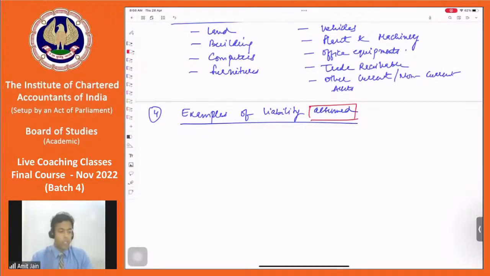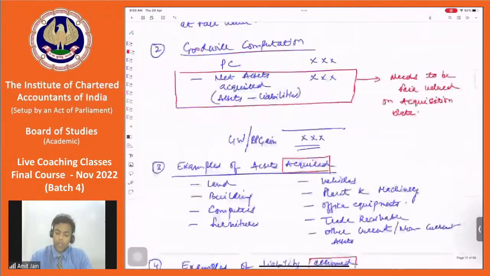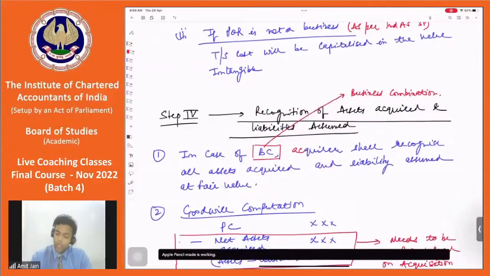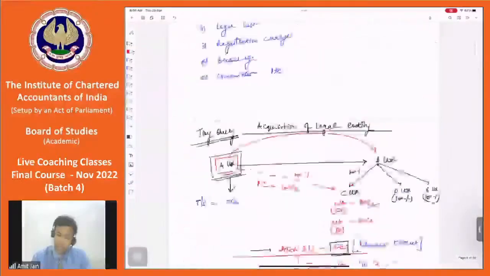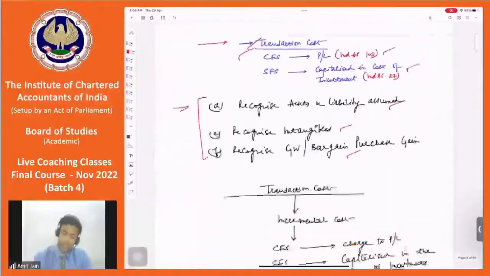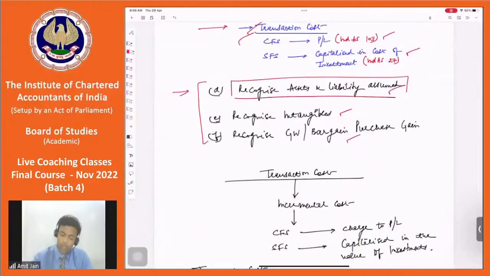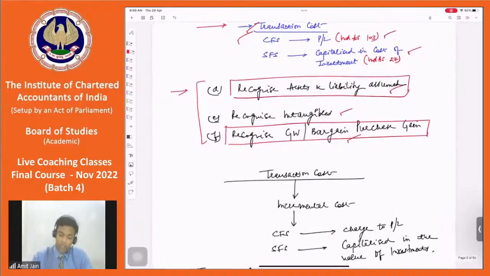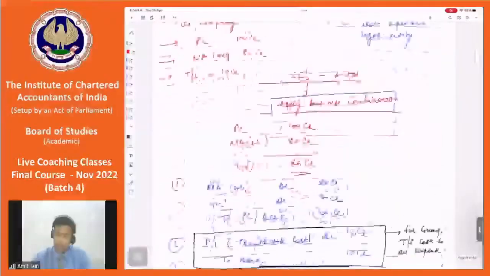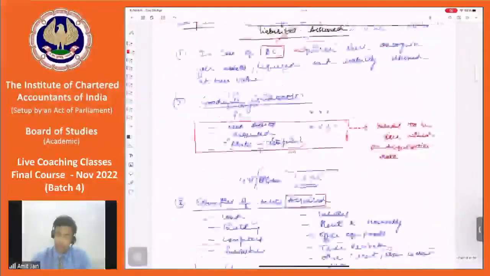Ayush is asking, sir, goodwill which we are recognizing, is it to be amortized? If yes, then what is the period? Ayush, if I go back to the very beginning, goodwill is the 6th step. When we discuss goodwill, only then will I talk about amortization or impairment. So let's have patience and go step by step.